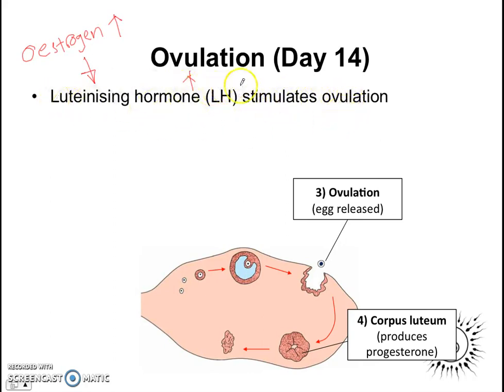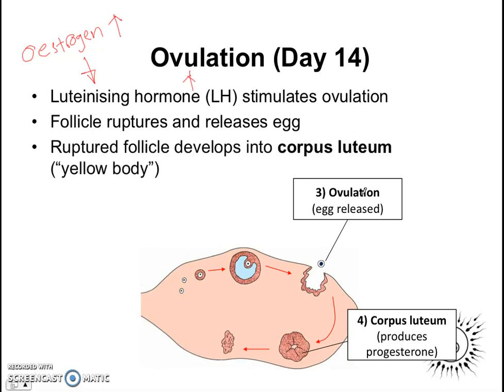Luteinizing hormone is actually not inside our syllabus. So for your syllabus, all you need to know is that as estrogen levels rise during the follicle stage, eventually they also cause ovulation to take place. So estrogen levels together with luteinizing hormone stimulate ovulation. So there you go, the egg is released. The follicle ruptures, it sort of breaks apart and releases the egg.